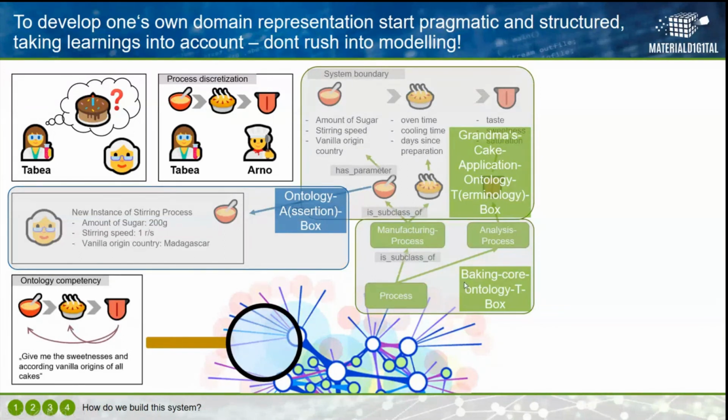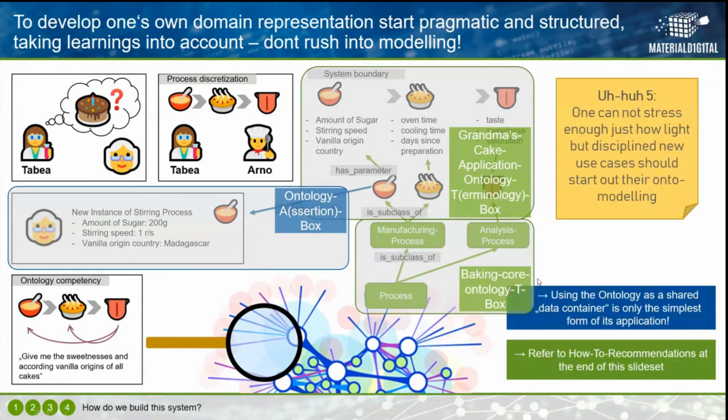Now, with all this information gathered, what would be an ontology competency? This is also something to think of while developing this: what competency is my ontology supposed to have in the end? So one could be, of course, give me the sweetnesses and according vanilla origins of all cakes. And then, for example, you could use this in an outside evaluation analysis with scripts for making correlations or training your machine learning model about how do I get the sweetest cake or whatever.